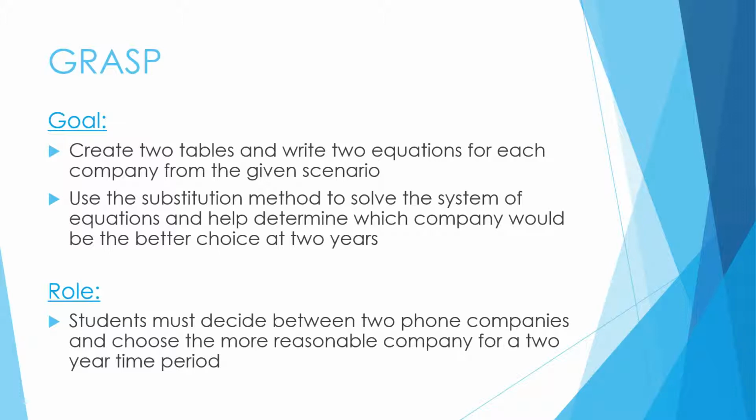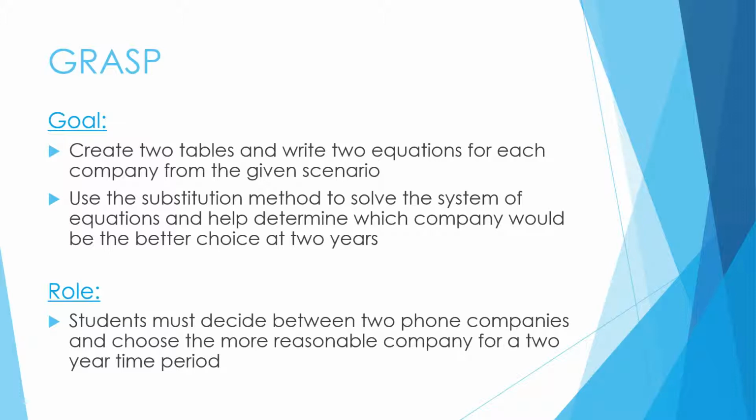So GRASP is another neat little acronym that stands for goals, role, audience, situation or procedure, and finally product, that the instructor or facilitator or teacher should keep in mind while designing a performance test. So the goal here was to create two tables and write two equations for each company from the given scenario, and then use the substitution method to solve the system of equations and help determine which company would be the better choice at 2 years.